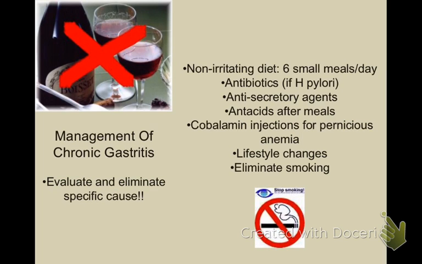For management of chronic gastritis, you want to evaluate and eliminate the specific cause, which could be, again, aspirin, NSAIDs, alcohol, or H. pylori. So we want a non-irritating diet, again, 6 small meals a day. You'll do antibiotics if it is confirmed H. pylori. Then you've got the anti-secretory agents, your histamine blockers and your PPIs, and then the antacids after meals. Give vitamin B12 injections if they have anemia, because this is chronic, not acute, so it's been going on for a while and you're going to have those issues with anemia. Lifestyle changes, and eliminate smoking.